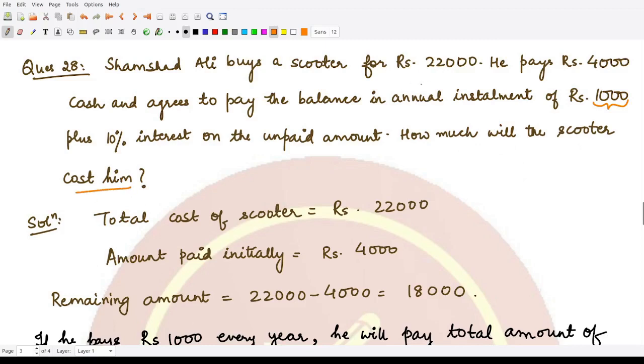This is very similar to the previous question that we have done, right? Just the amount in this case is changed. So here the initial cost is 22,000 rupees. He initially paid 4,000 rupees. So the remaining amount in this case is 18,000 rupees. So the interest would be on this unpaid amount, 18,000.